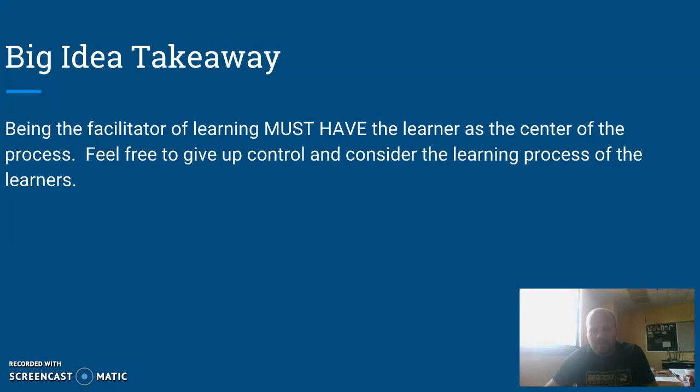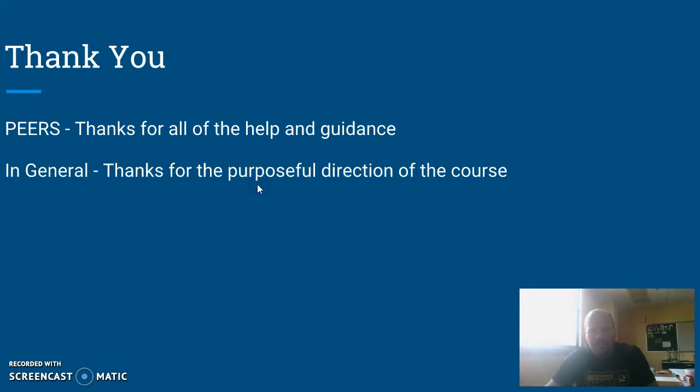The big idea takeaway that I have is the ability to have the learner be the center, which we all try to do, but have the learning process itself, and to give up control and let the students learn and evaluate.